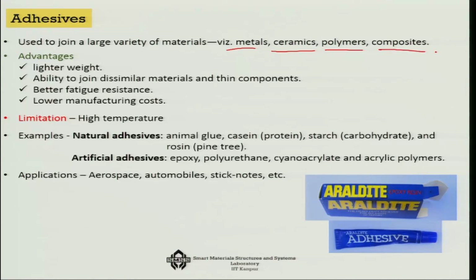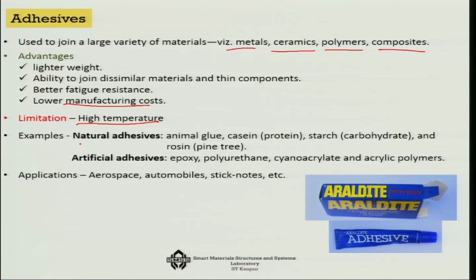ceramics, polymers, composites, etc. And the advantage is that they are lighter in weight, they have the ability to join dissimilar materials, they have better fatigue resistance, and they have lower manufacturing costs. But the limitation is many times in terms of high temperature or in terms of impact resistance. So these are some of the problems with the polymeric adhesives.